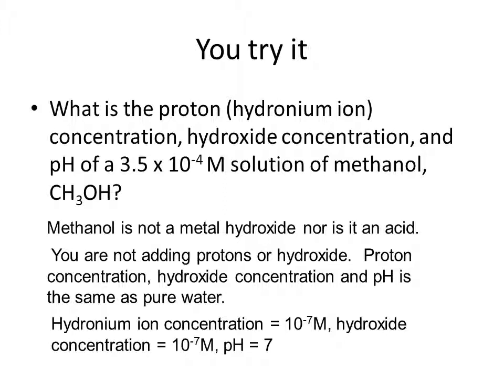So if I add methanol to water, I'm not adding protons nor hydroxide. So the proton concentration, hydroxide concentration, and pH is all going to be the same as if it were pure water. So hydronium ion concentration is 10 to the minus 7 molar, hydroxide concentration is 10 to the minus 7 molar, and your pH is 7.